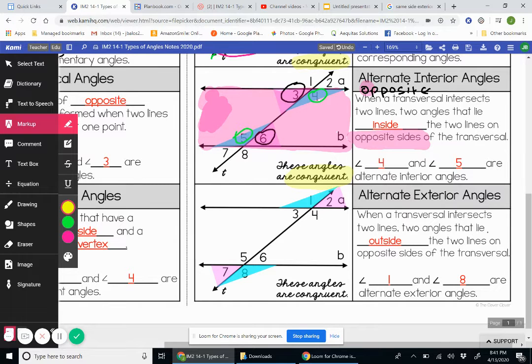Alternate exterior angles work the same way, except they are on opposite sides of the transversal, and they are outside of the swimming pool. So if you think of your swimming pool here, I don't know why I can't get a blue swimming pool. I suppose one of you knows, but you can't tell me.